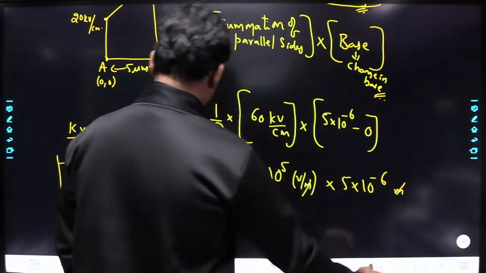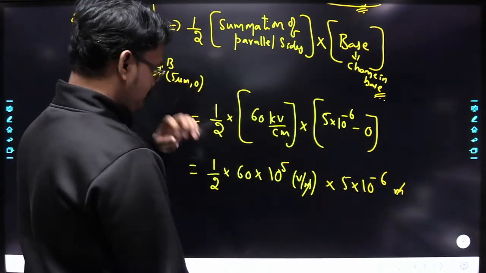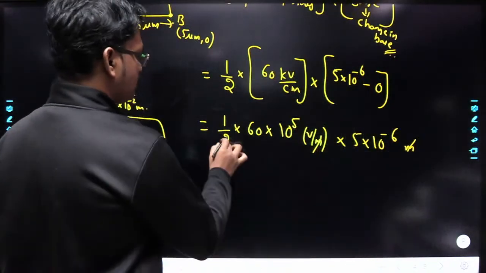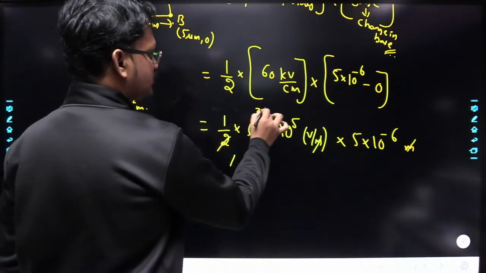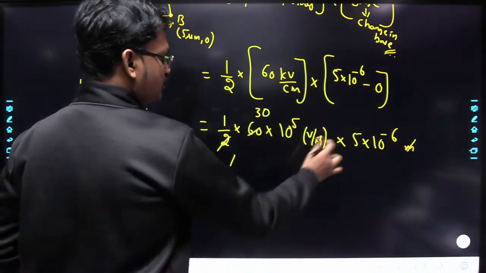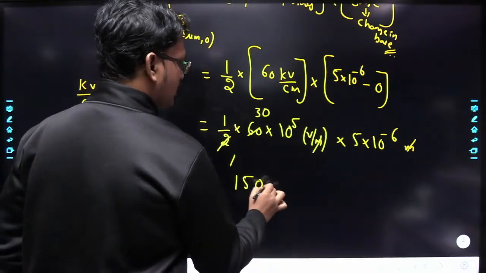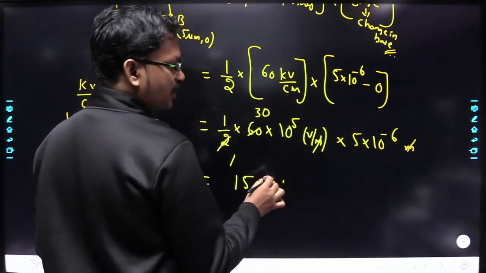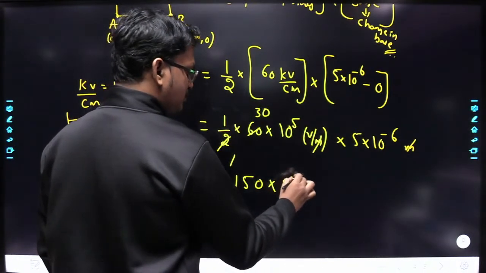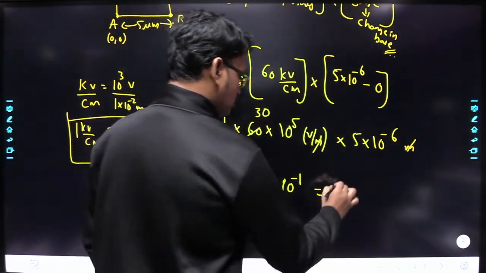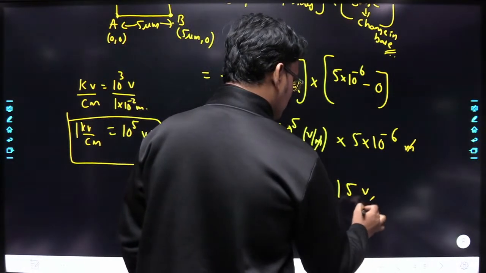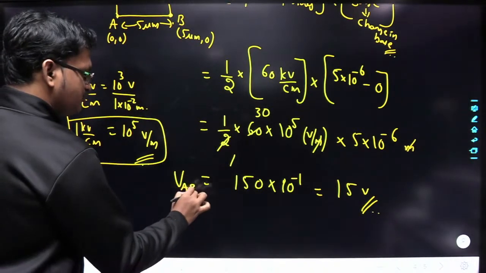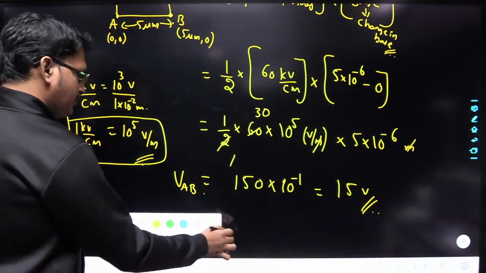Here meter will get cancelled. Half of 60 is 30, so you are going to get 30 into 5, that is 150, into 10 power 5 into 10 power minus 6, that is 10 power minus 1. So you are going to get 15 volt. So this is VAB. We have determined VAB.